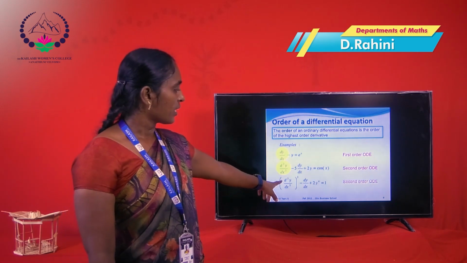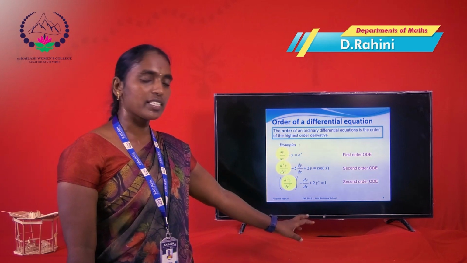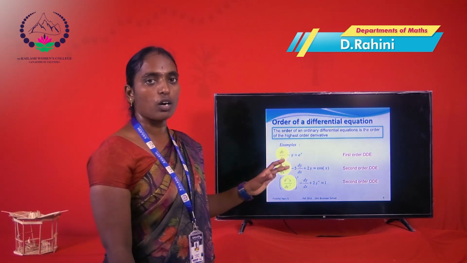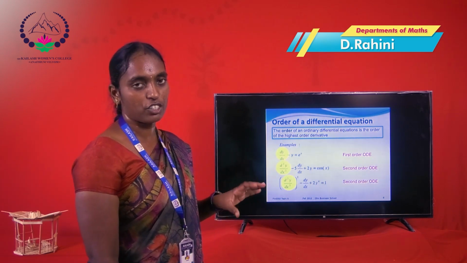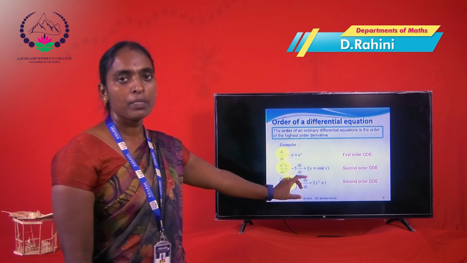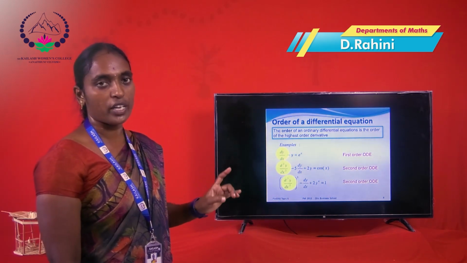The next one is d square y by dx square, the whole cube, minus dy by dx plus 2y power 4 equal to 1. This equation is also called a second order differential equation. The cube is not considered as multiplication of derivatives, so this equation is also called an ODE.